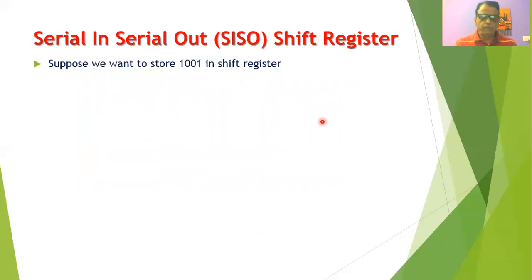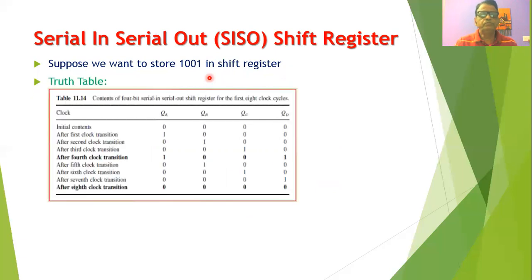Now, suppose we want to store the data 1001 into the shift register. Then we can easily construct the truth table of the shift register. The initial content of the shift register will be 0000. Now, when we apply the first bit to the data input, and after application of the first clock pulse, the output will be 1000. When we apply the second data input 0, and when we apply the second clock pulse, the output will get changed to 0100.